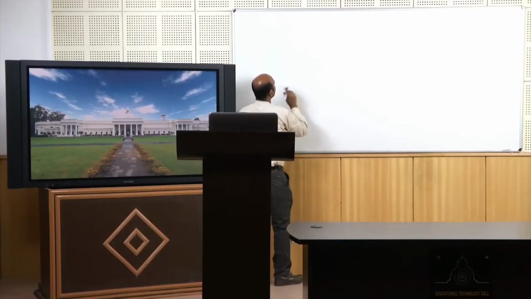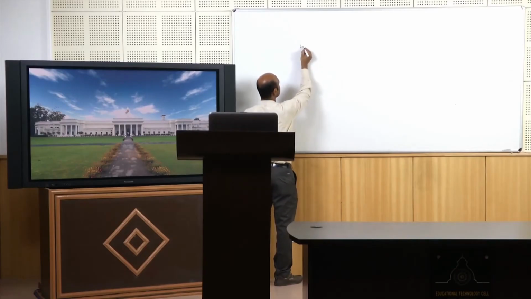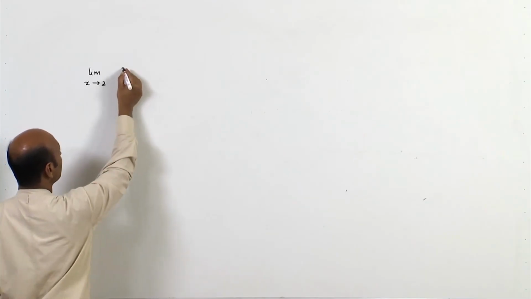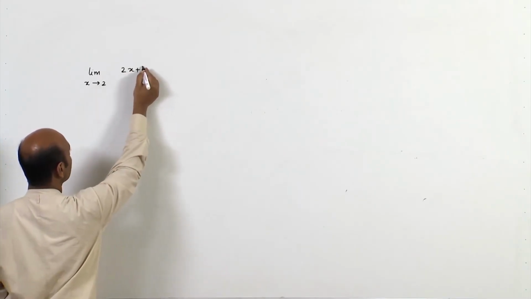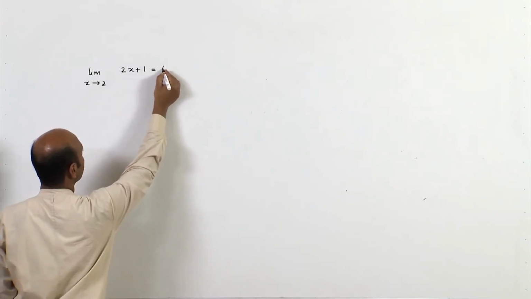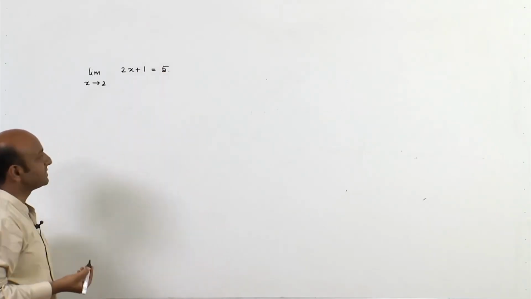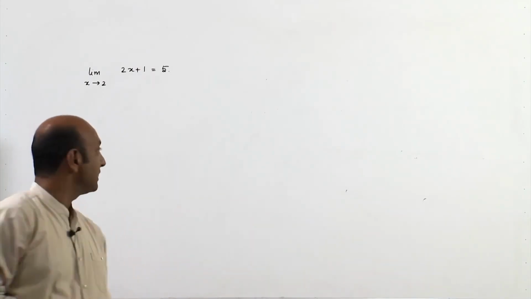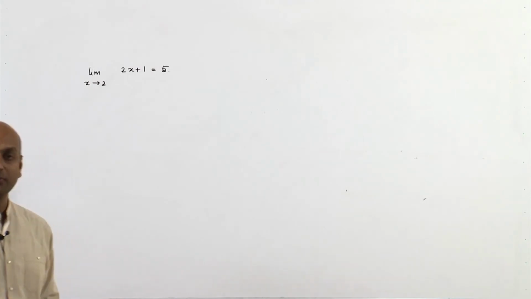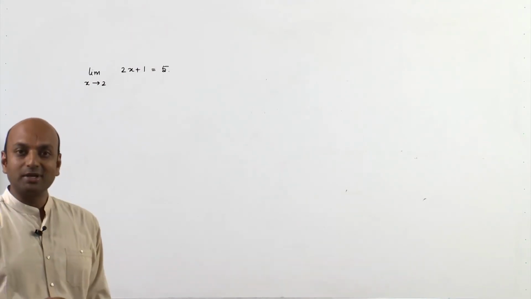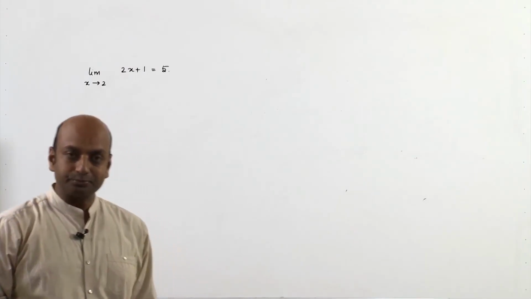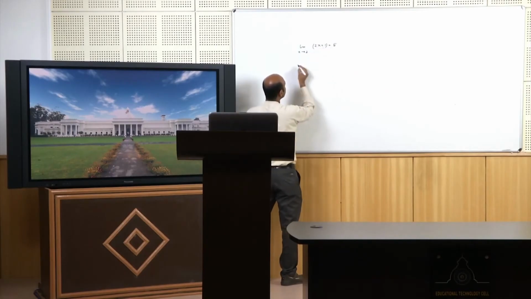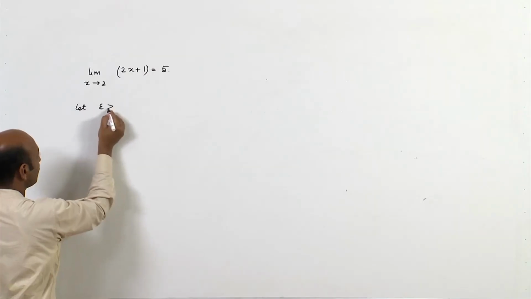Now, let us first discuss a few examples based on this. For example, limit x tending to 2 of 2x plus 1 is equal to 5. This is very simple. One can easily see that the limit of this simple function 2x plus 1 as x goes to 2 is 5. How can we prove this using the delta epsilon definition? So, let us see how we can prove it. Let epsilon greater than 0 be given.